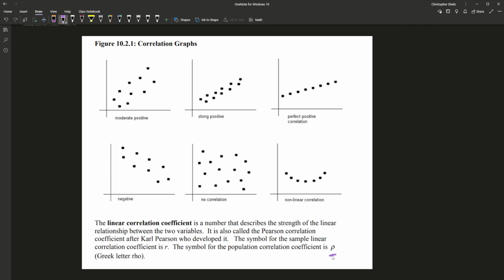This is not a p. This is a Greek letter. This is rho. There's a slight difference, right? This is a little bit more rounded.